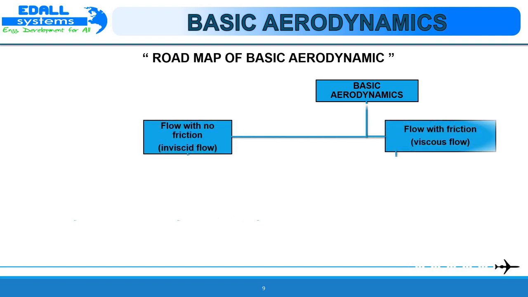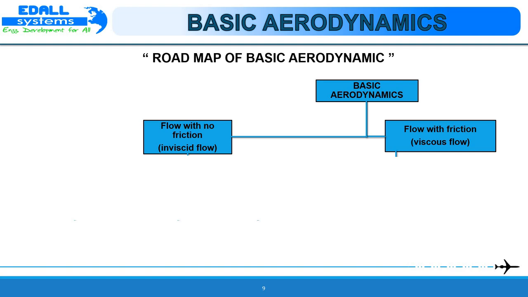Let us walk through the roadmap so that we can get a better idea of what this presentation on aerodynamics is all about. First, we can identify two basic types of aerodynamic flows: flow with no friction, called inviscid flow, and flow with friction, called viscous flow. This is an important distinction in aerodynamics.